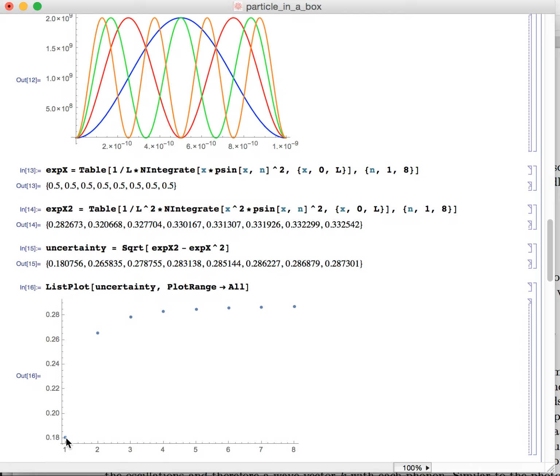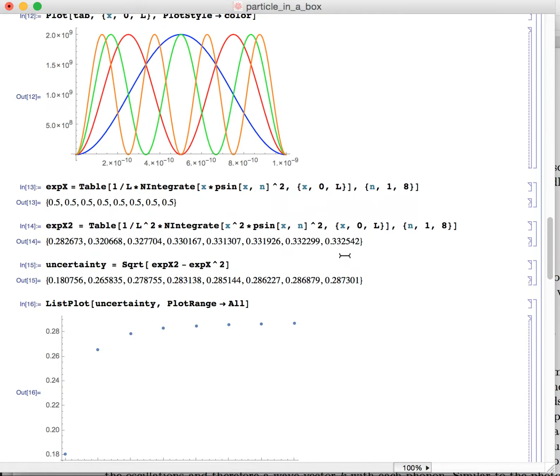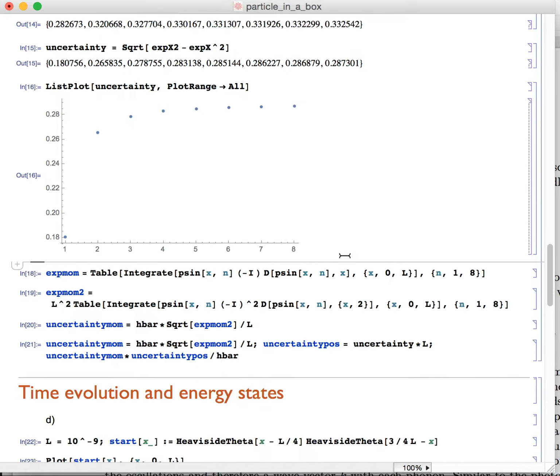And then you see now that actually the first state, the n equals 1 state, has a rather low uncertainty, but then the uncertainty is rising, and it's now approaching a more or less constant value of 2.8 or so. So it's also an interesting observation that the uncertainty in the position is actually lowest for the lowest energy state, and the higher states have a higher uncertainty.